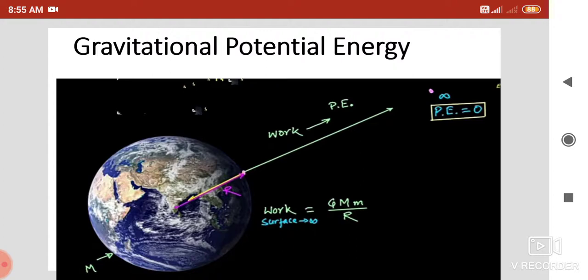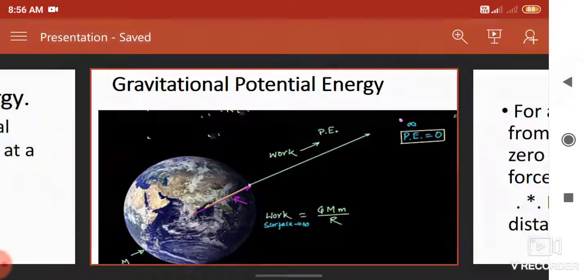So like this, with the help of the formula, gravitational potential energy is equal to minus GMm upon (r plus h), where G is the gravitational constant, M is the mass of the planet, small m is the mass of that object, and r plus h is the distance of the object from the center of that particular planet. In this way, we can find the gravitational potential energy.